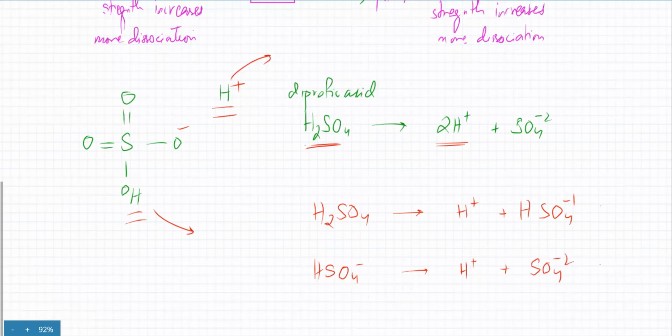Now the question is, so sulfuric acid would be behaving as two acids. If it's a diprotic acid, it would be behaving as two acids. One of them is going to be H2SO4. The other one would be HSO4-. In the first step, H2SO4 is the one that's losing H+ ions. And in the second step, it's HSO4- that's producing H+ ions.